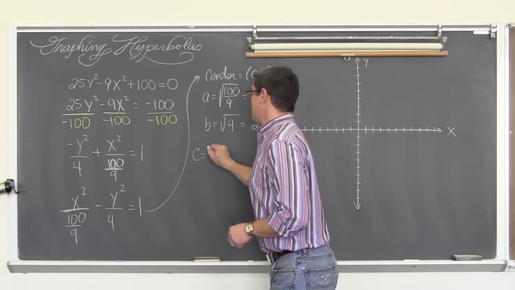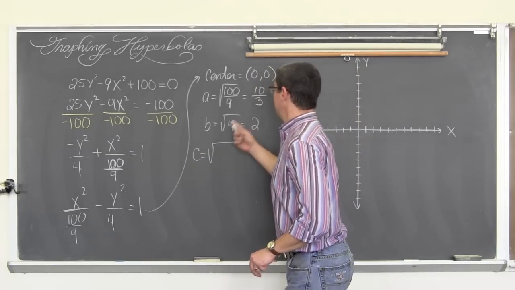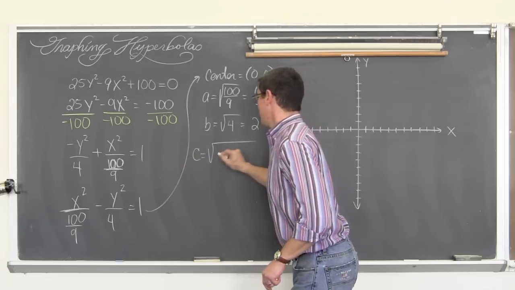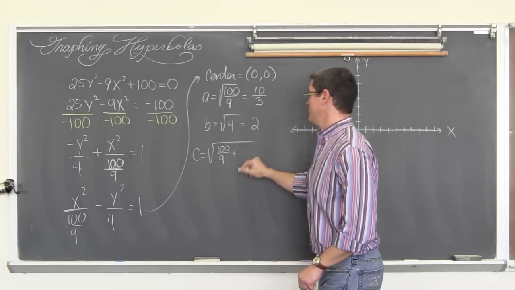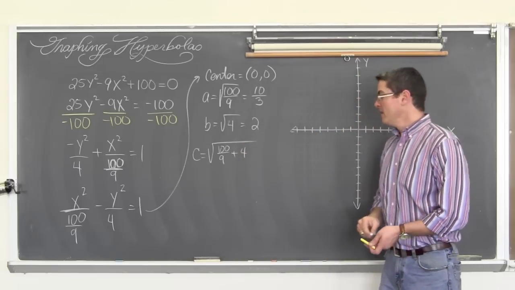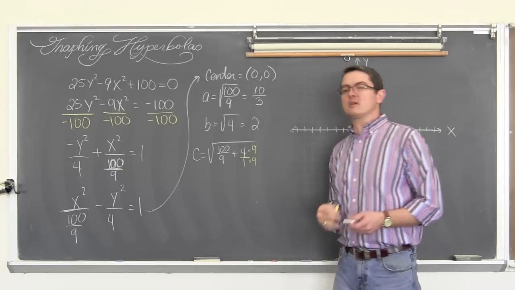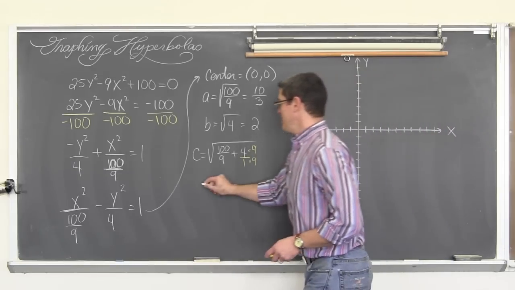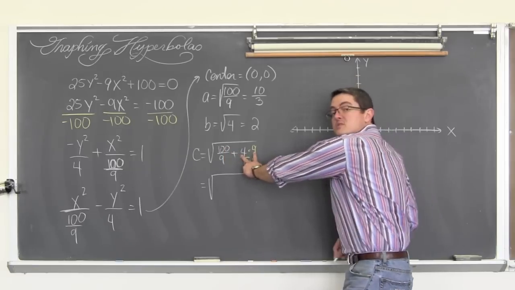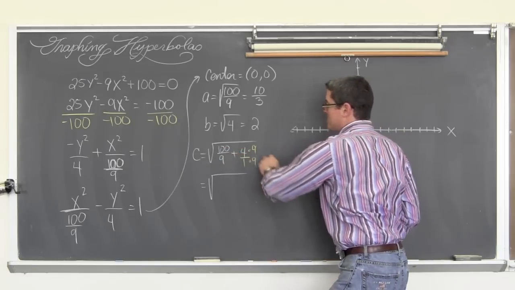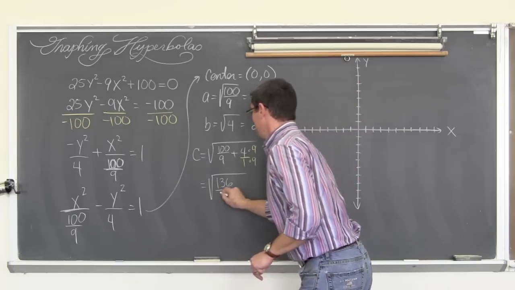And c is equal to the square root of a squared, which is 100 over 9, plus b squared, which is 4. Now, the 4 is over 1. We're going to have to multiply top and bottom by 9 to keep the common denominator. So c is going to be equal to the square root of, let's see, 100 plus 4 times 9 is 36, so 136 over the common denominator of 9.